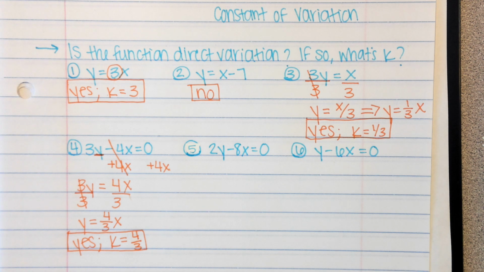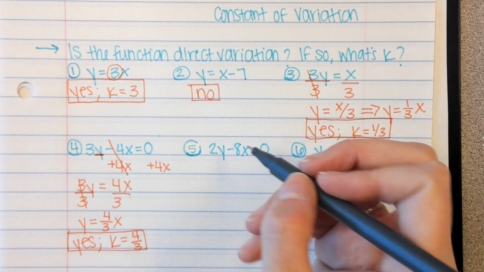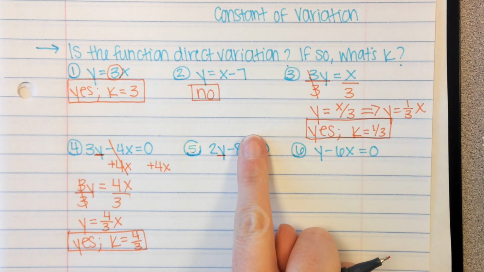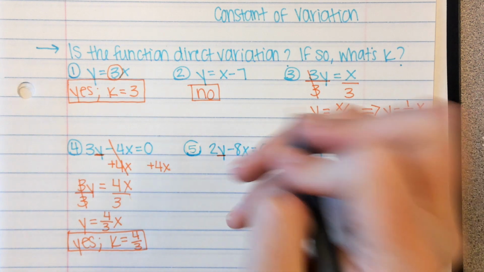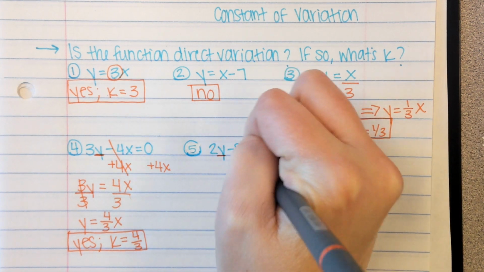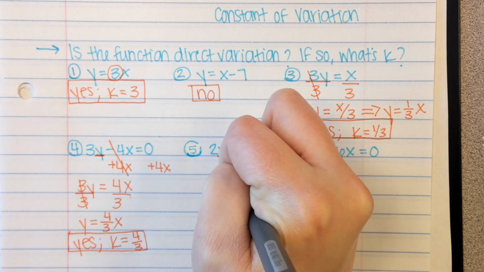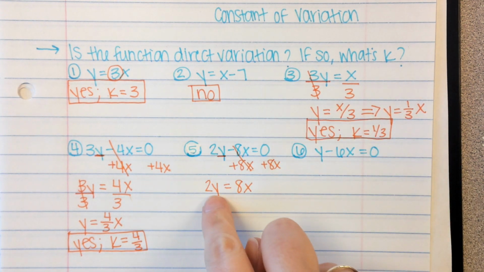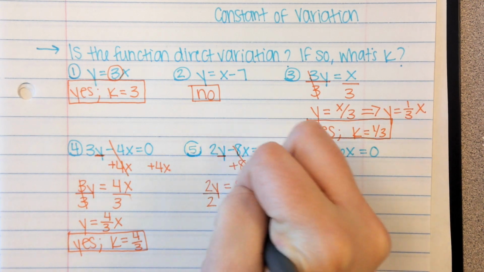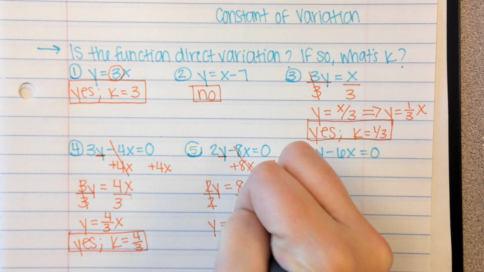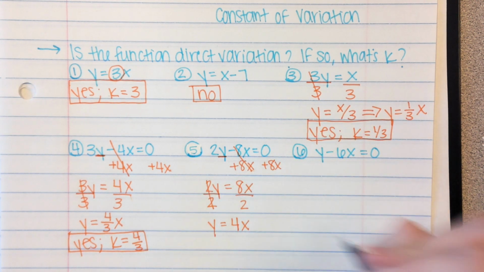Okay, let's check them together. Number 5, we want to get y by itself, so let's think about it like a two-step equation. How can I get that 8 to the other side? Well, add it. So we get 2y equals 8x. Now how do I get that y by itself? Divide by 2, and you get y equals 4x, because 8 divided by 2 is 4.